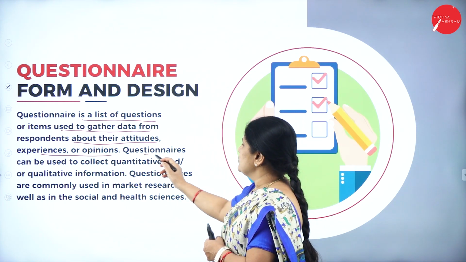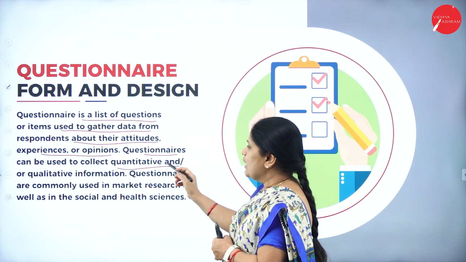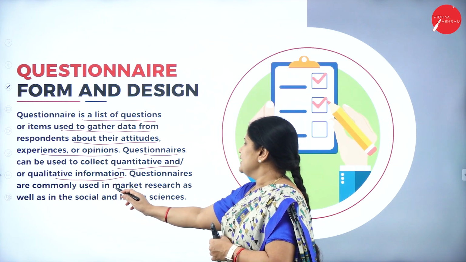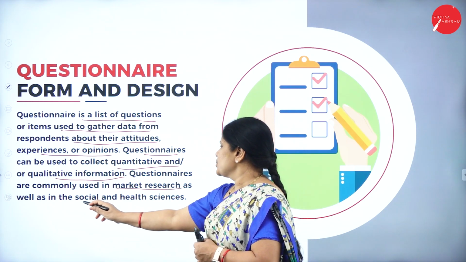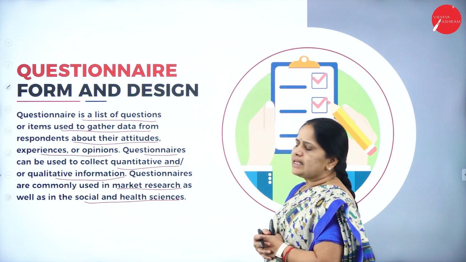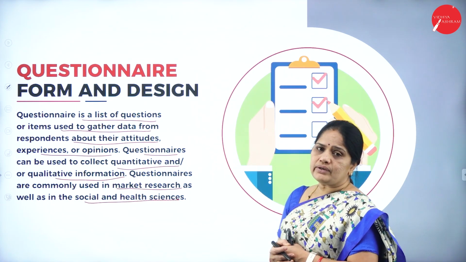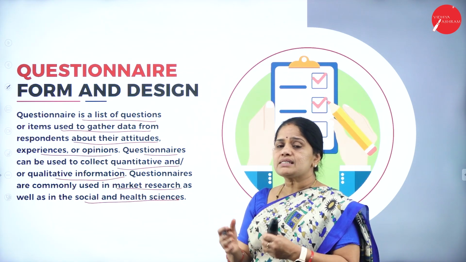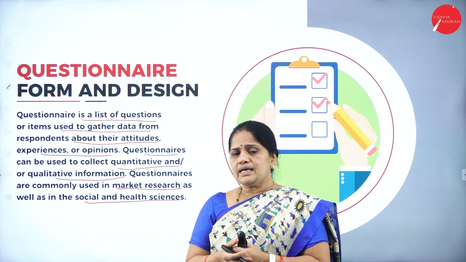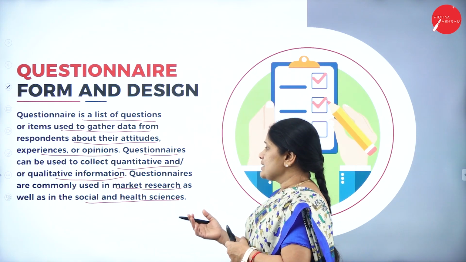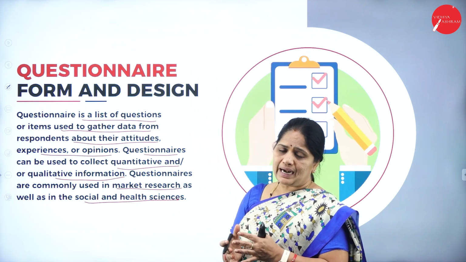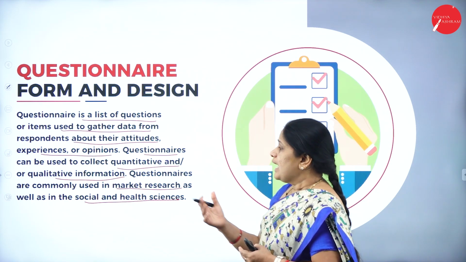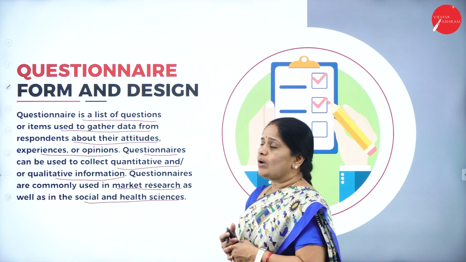So questionnaires can be used to collect quantitative data or qualitative information. So here questionnaires are commonly used in market research as well as in social and health sciences. So it can be used to collect the quantitative data. Now what is quantitative data? You can always see how many customers are purchasing your product. So with the help of this, you will be able to understand what is the number of people who are brand loyal and how many of them are not so very loyal to the company, and we will also be able to know what is the qualitative information.